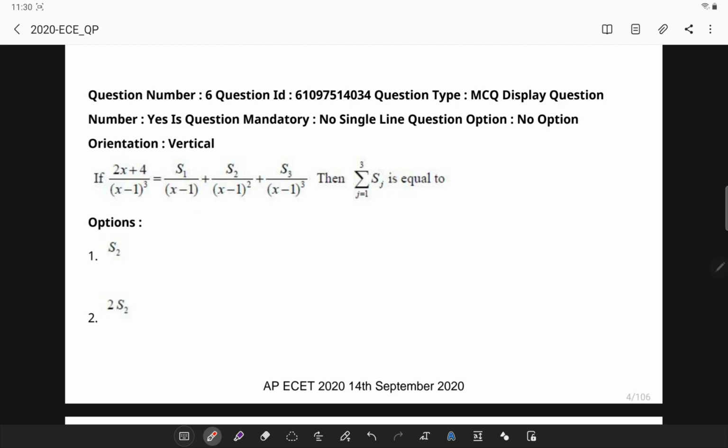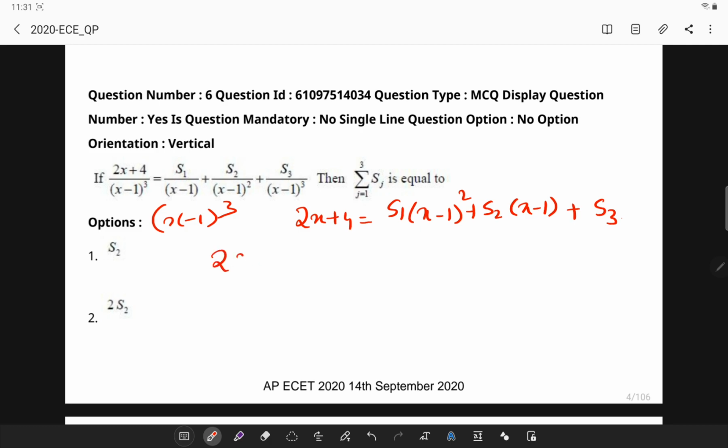So here, if you remember your partial fractions, if you multiply both sides with (x minus 1) whole cube, you will be left with 2x plus 4 is equal to s1 into (x minus 1) whole square plus s2 into (x minus 1) plus s3. So just by comparing the coefficients, we can get it.